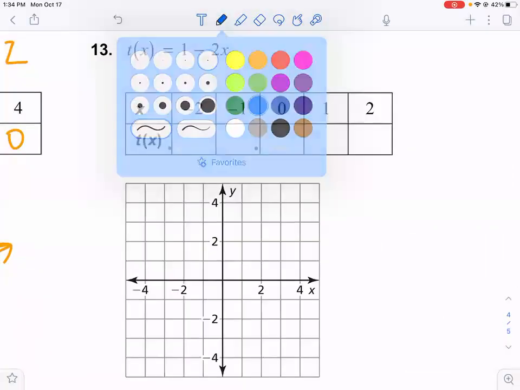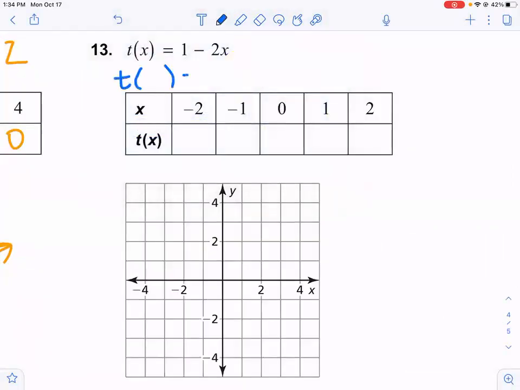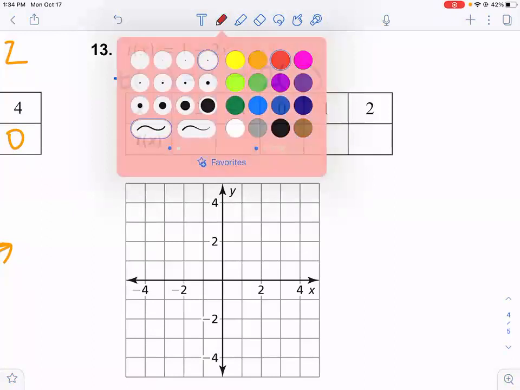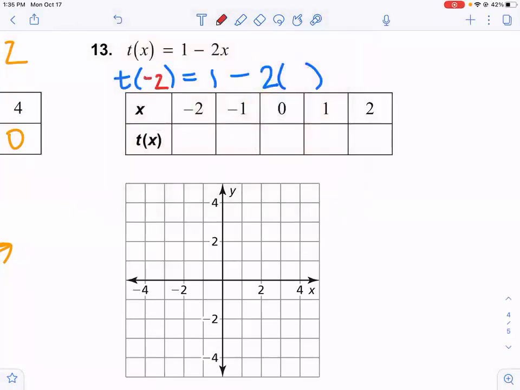Okay, so I'm gonna do this. T of X equals 1 minus 2X. So I'm gonna go ahead and write a parentheses where my X should be, so we can visually see our inputs and outputs. So if I put -2 as my input, what is our output? One plus 4 is 5.